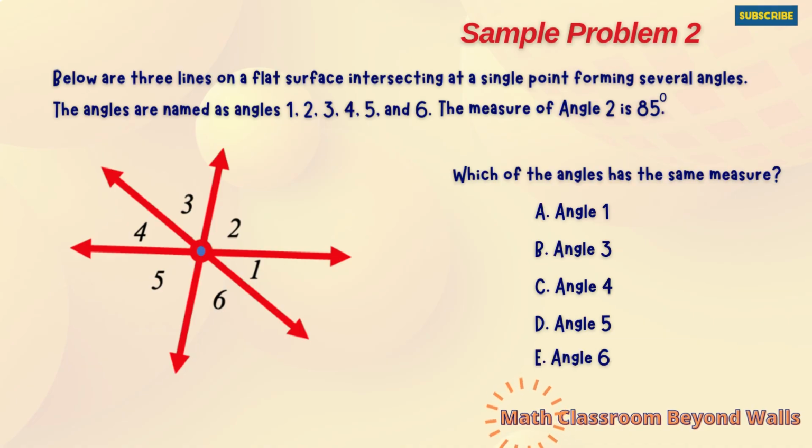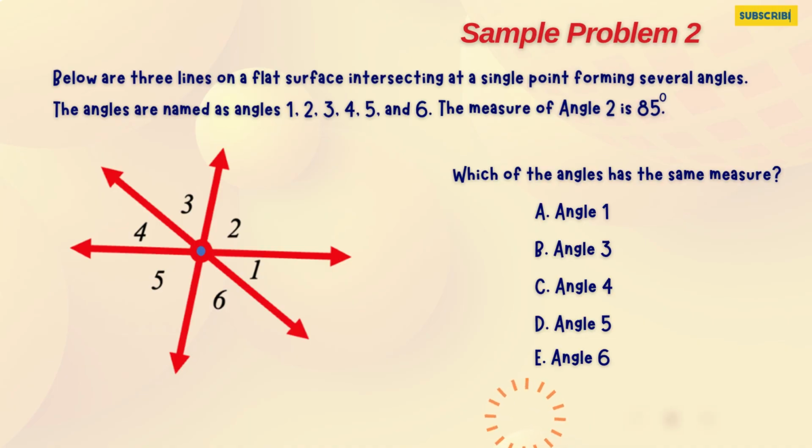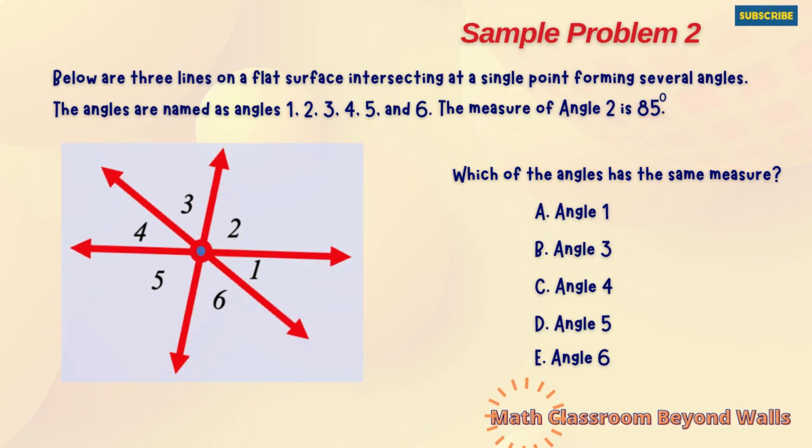Option E, angle 6. As usual, we begin by reading the whole problem and may read it several times when needed to know what we are looking for, to determine what are given, and to figure out how the given information helps find what we are looking for. Okay, what is asked in the problem, learners? Here we're asked which angle has the same measure as angle 2. What are given? We're given a figure having intersecting lines with angles formed at their point of intersection. The measure of angle 2 is also given.